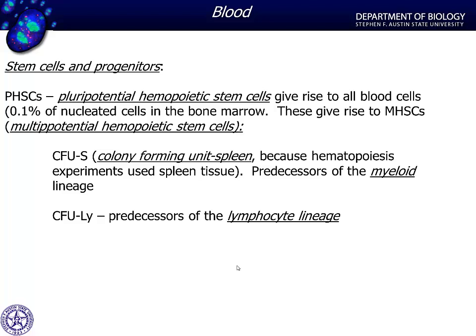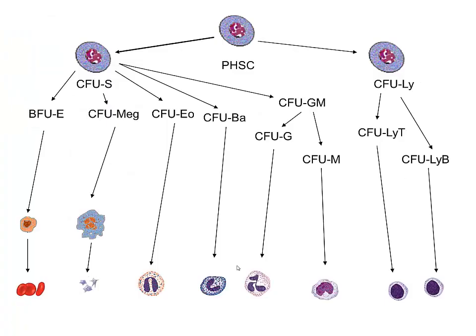So we're going to look at the CFU-S and the CFU-Li. And as we put this sort of into a flow chart, here we can see our pluripotential stem cell at the very top, giving rise to our CFU spleen and our CFU-Li. These are going to be our multipotential stem cells that are going to give rise to our different lineages that we have here for our lymphocytes. And the CFU spleen is going to give rise to all of our other. As you can see, we have other categories of stem cells that we're going to walk through next.